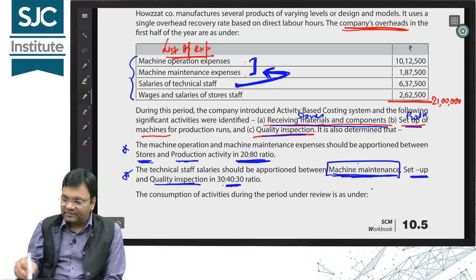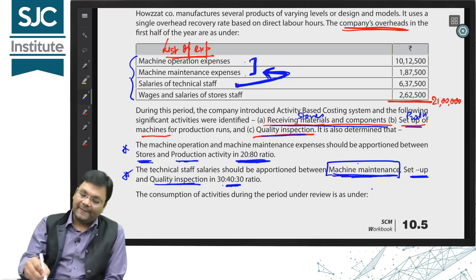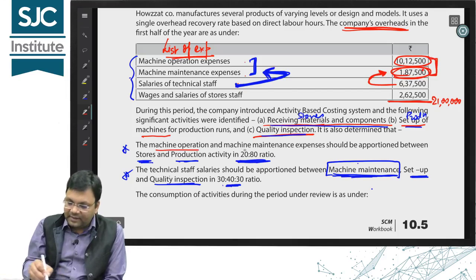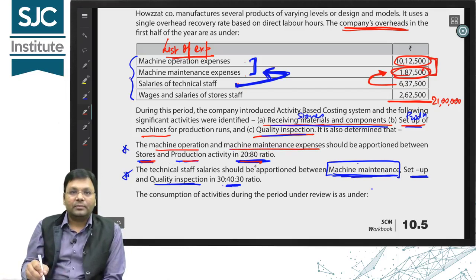A portion of this will go to machine maintenance. So machine maintenance expense actually has two parts: one is this one and another is some portion from here. So the total of machine maintenance will then be taken. Along with this, operation expense will be added. So these two will be added, and then operation and maintenance expenses will be apportioned to stores and production activity in 20:80 ratio. You got it?